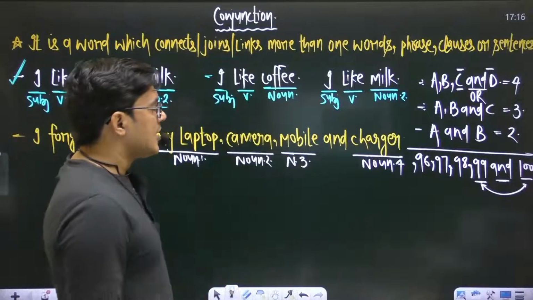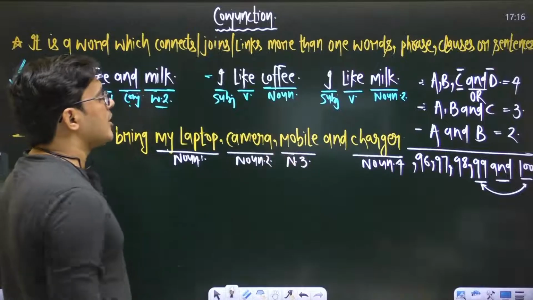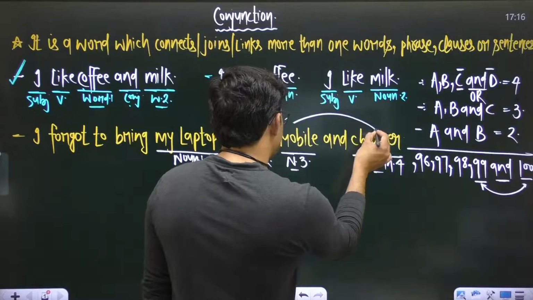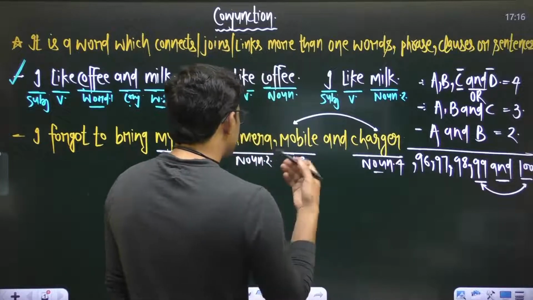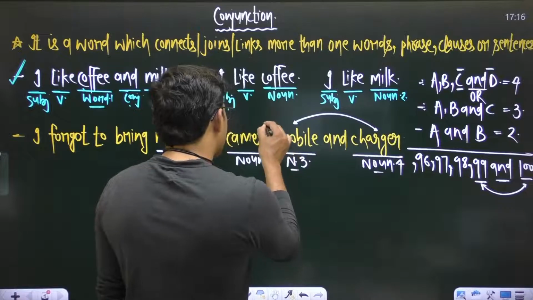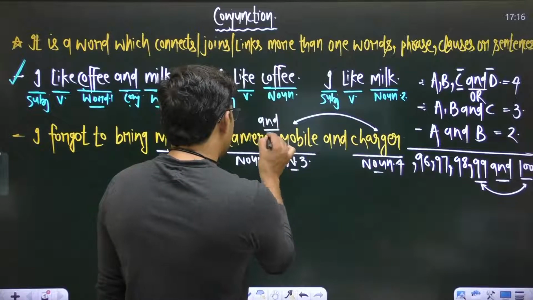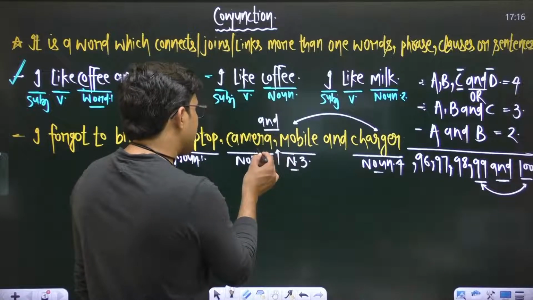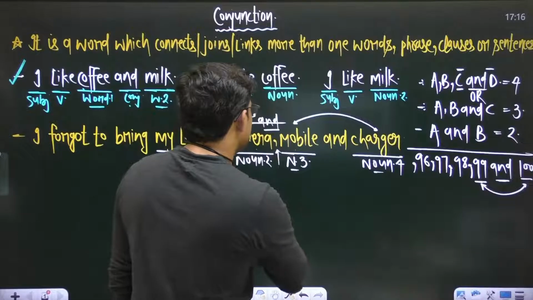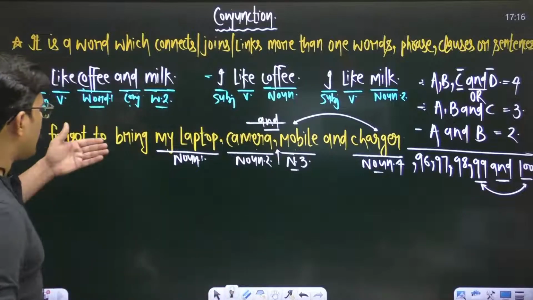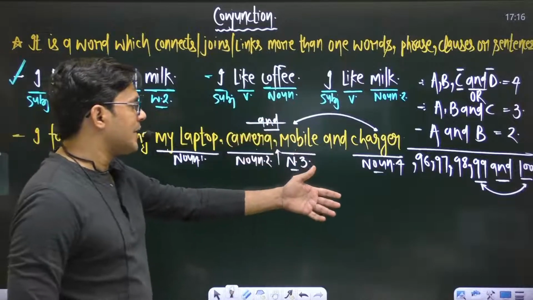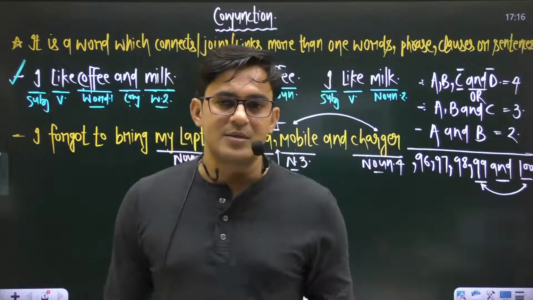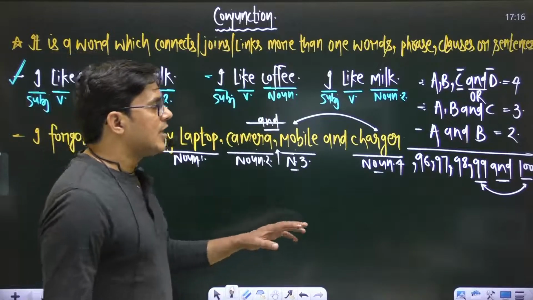Just speak like this. So how can an error be there in the sentence? This is the third noun, this is the last noun, and both nouns are connected with the help of the conjunction and or. So an error will be there if I use another conjunction and between camera and mobile. If I add the conjunction and between camera and mobile, then an error will be there in the sentence. So speak like, I forgot to bring my laptop, comma, my camera, comma, my mobile and charger. We speak like this, right? So you know it very well.